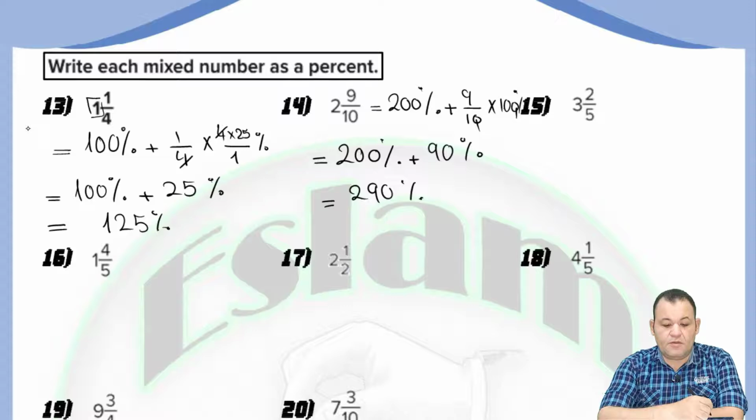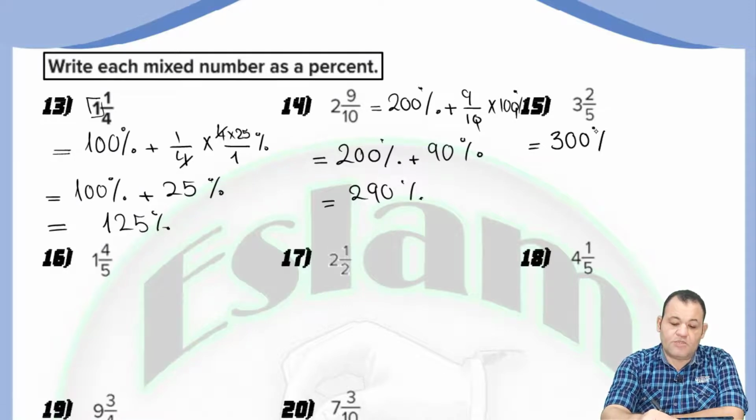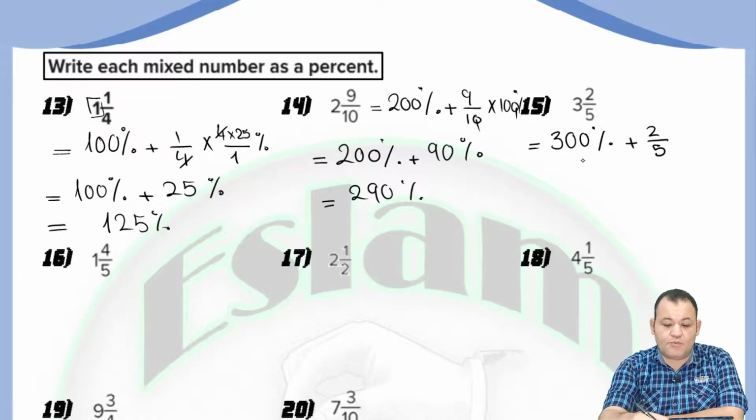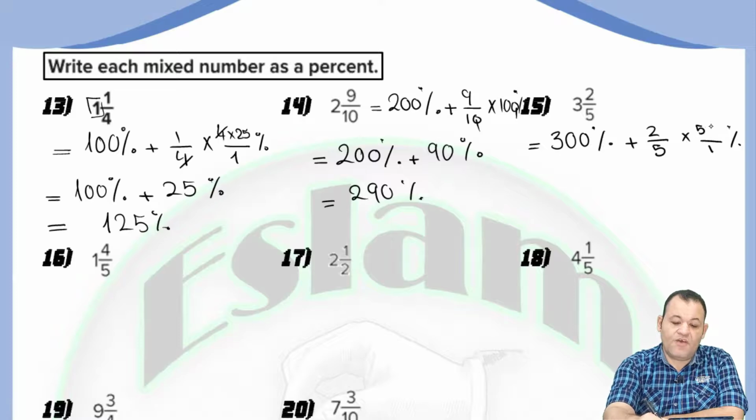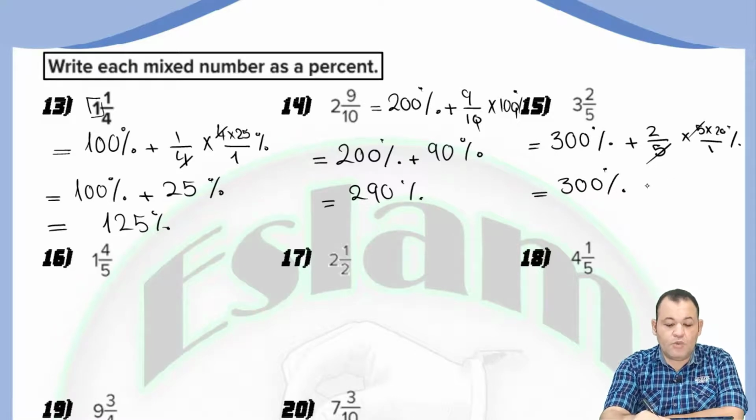Again for number 3. Because we have here a whole number of 3, so it will be 300%. That will be 300% plus 2 over 5. If you need to write as a percent, just multiply it by 100%. That will be over 1. Because we have 100, it will be equal 5 multiplied by 20. Cancel out 5 and 5. So the answer now, that's 300% without any change. 2 times 20 equals 40%. 300% plus 40 equals 340%.